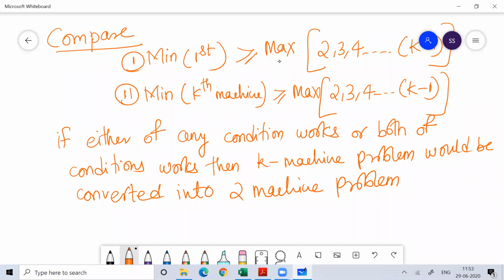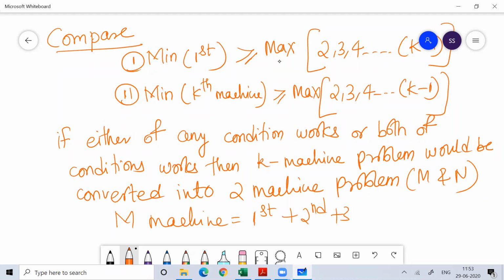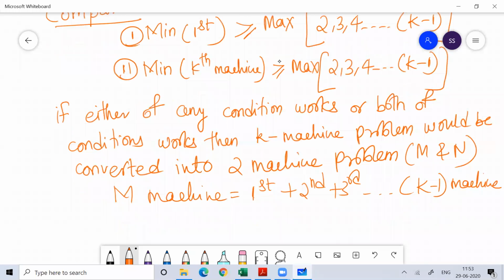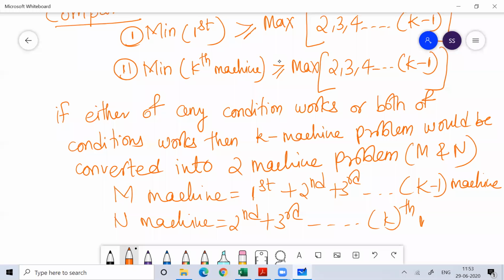Suppose your two machines are M and N. Your M machine would be the sum of the first machine to the k minus one machine, and your N machine will be the sum from the second machine to the last machine, and then you will apply the two machine logic.